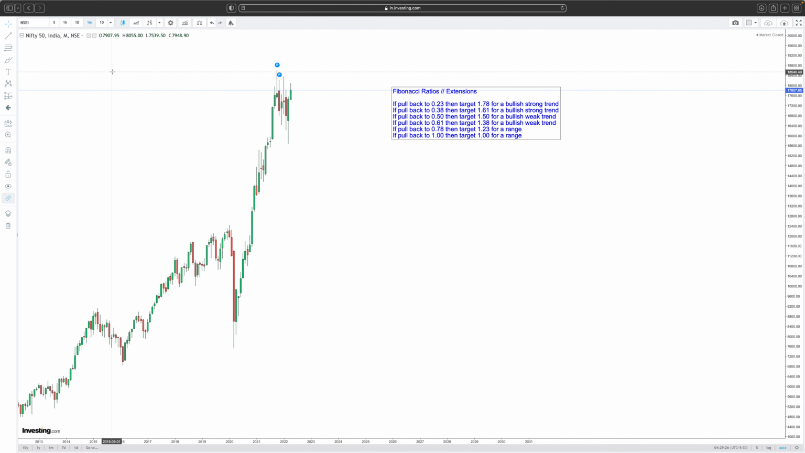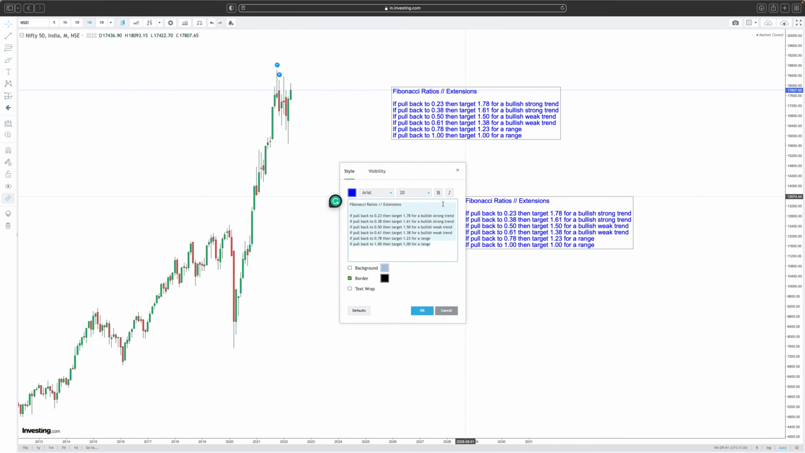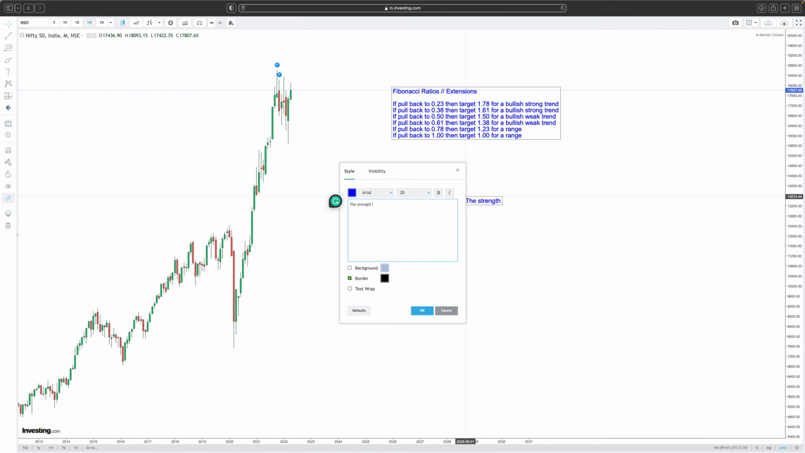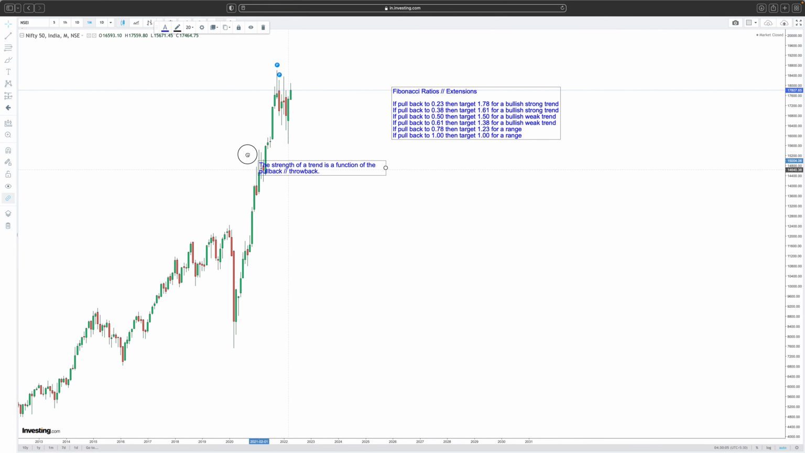What Fibonacci ratios are trying to tell us is how strong the trend is. To determine how strong the trend is, we need to establish where the pullback is. In other words, the strength of a trend is a function of the pullback. Similarly, we could also replace the word pullback with throwback if we are dealing with a downtrending market. So the strength of the trend is a function of the pullback or the throwback.